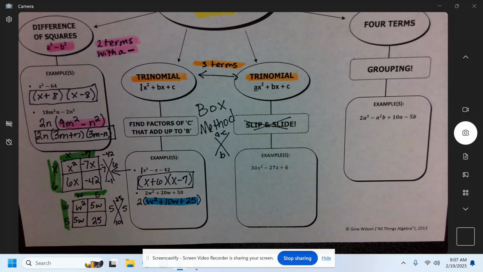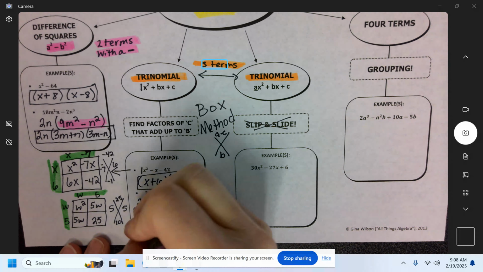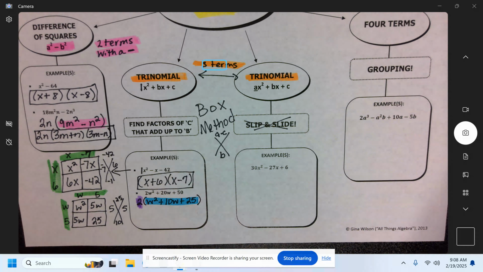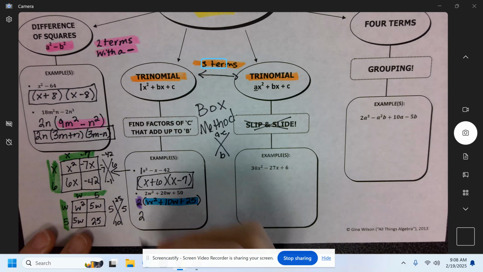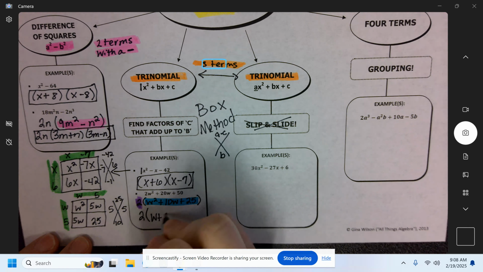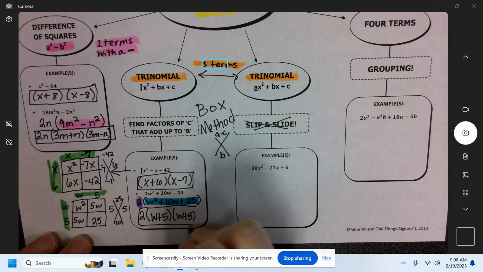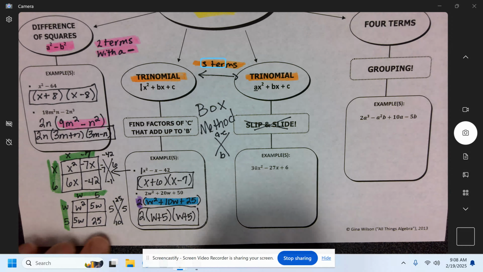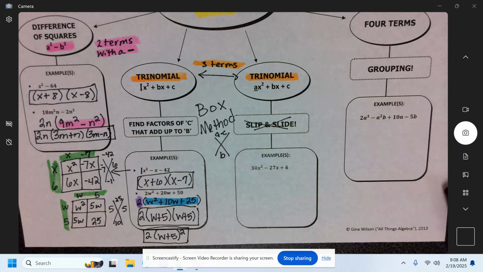But don't forget that we had this little 2 right here. Don't forget this 2. You've still got to bring it down. So since we took that out, we keep it in our answer. 2 times w plus 5 times w plus 5 is our answer. You might also see that written as 2 times w plus 5 squared. So it's possible, especially if you're taking an end of course test or something, that they would write it like this. Okay?